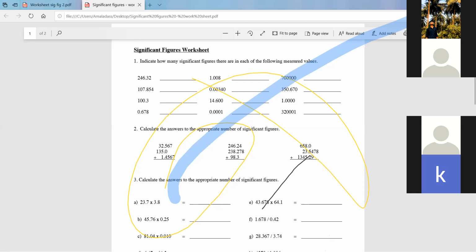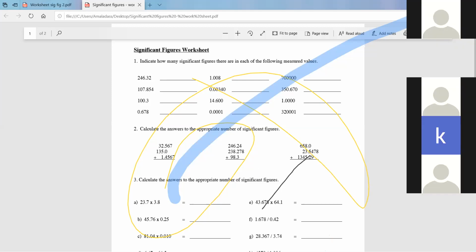582.818. 582.818, right? So what is the least decimal place here among the three numbers being added? 98.3. So the answer should be one decimal place. So what is your answer now? 582.8. That's it. Because the next number is 1, you should not round up. So the answer should be 582.8. Okay, good. Next one.